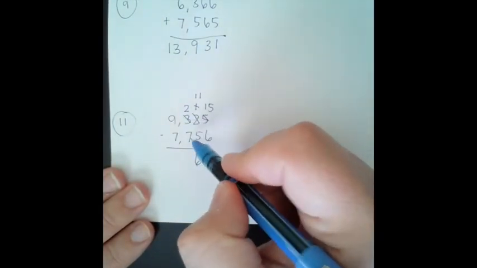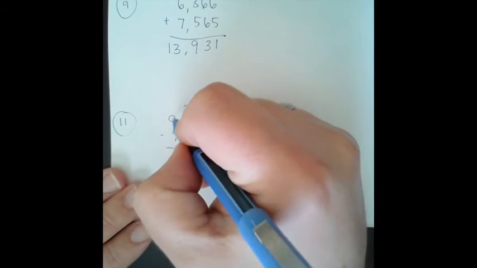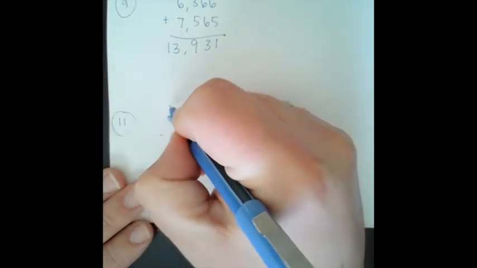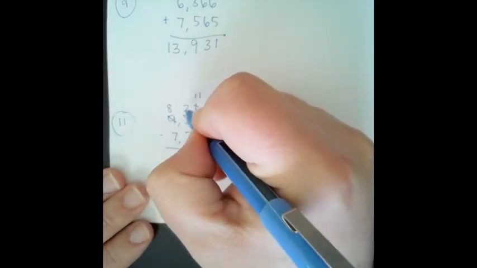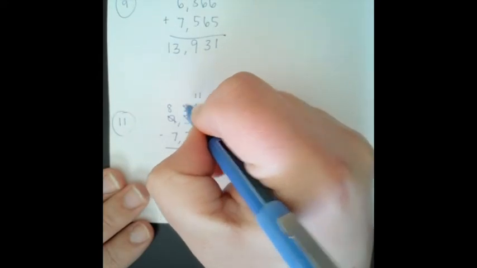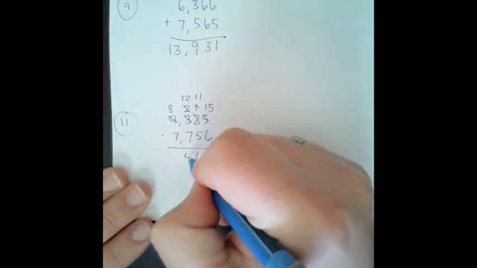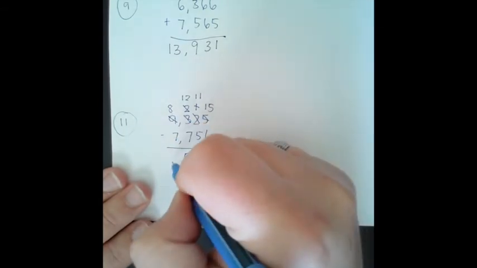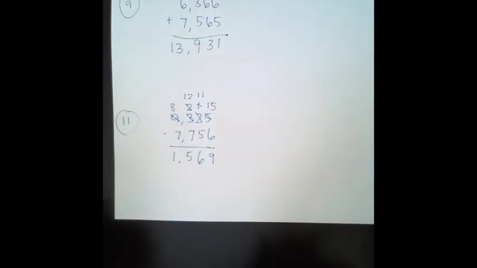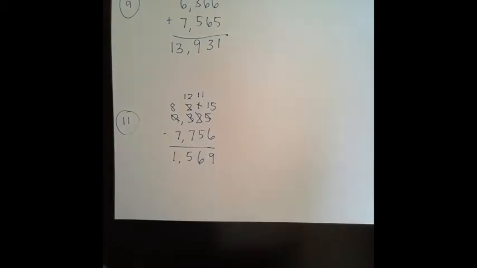2 take away 7. We're not able to do that, so we've got to trade again. Make that 8. We're going to add 10 hundreds to the 2 hundreds that we already have. That would make it 12. 12 take away 7 is 5. And 8 take away 7 is 1. So our answer is 1,569. I'm going to transfer my answer over.